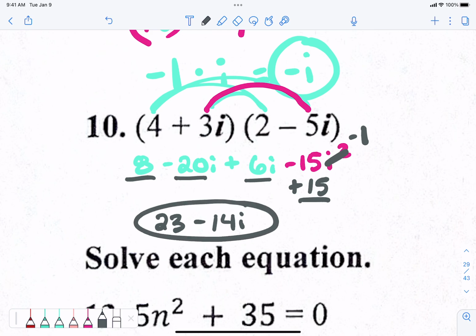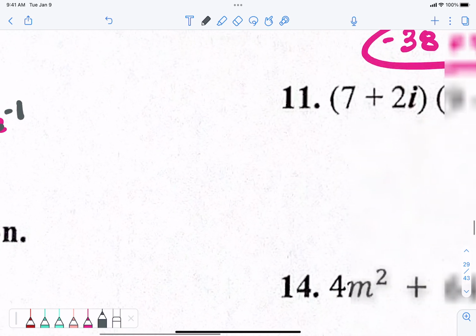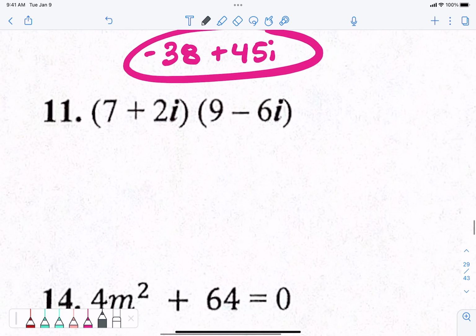You will always have it where that last term, i squared, just flips the sign again. Always. That's what happens. Okay? All right, try number 11 by yourself. Foil, foil, foil, and then simplify. I'll give you a head start and then you can check with me. Foil, foil, foil. 7 times 9 is 63. Yes, very nice. 7 times 8.